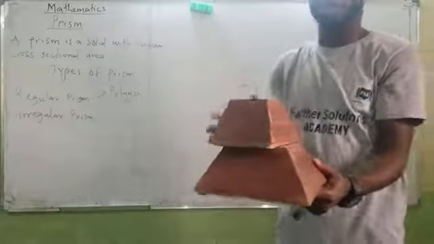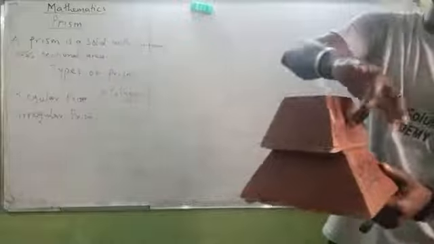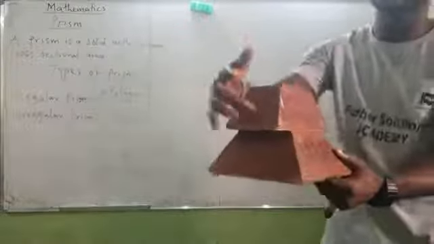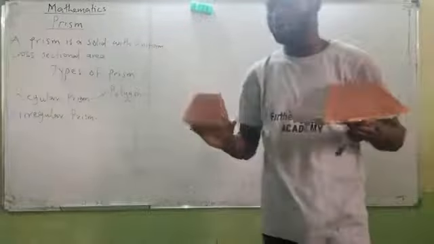But look at this particular one. The trapezoids here are not all equal. This trapezoid is equal to this trapezoid, and this trapezoid is equal to this trapezoid. That is what we are going to be working on in this video.